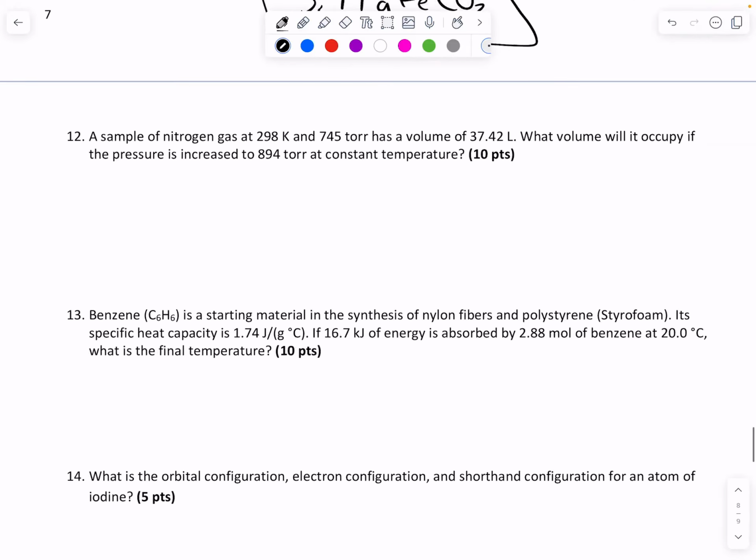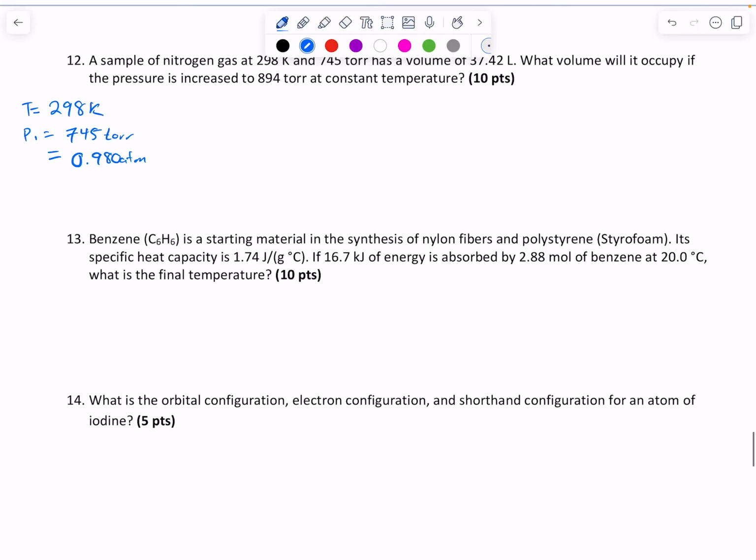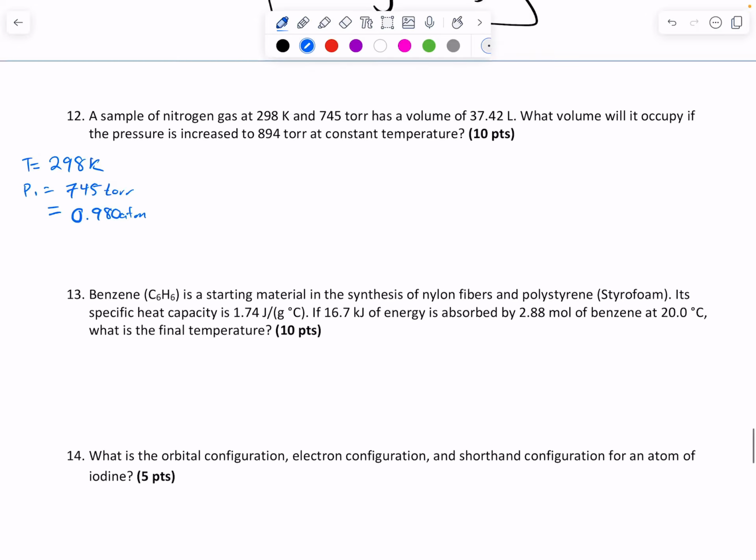Let's keep going. Now we're in the world of gas laws, everybody's favorite thing. So remember, for these, you just got to make sure your units are all according to what they should be, and then you use whatever equation makes sense. So we have a sample of nitrogen gas. My temperature is 298 Kelvin. I have a pressure equal to 745 torr. We know we need to convert that to atmospheres. Remember, we got the list of conversions on the front couple pages, but 760 torr is equal to 1 atmosphere, so you can just convert it.